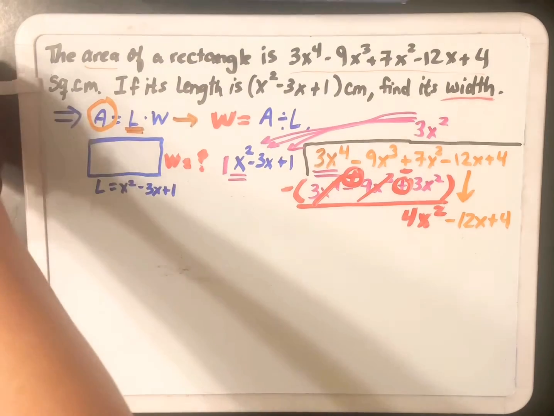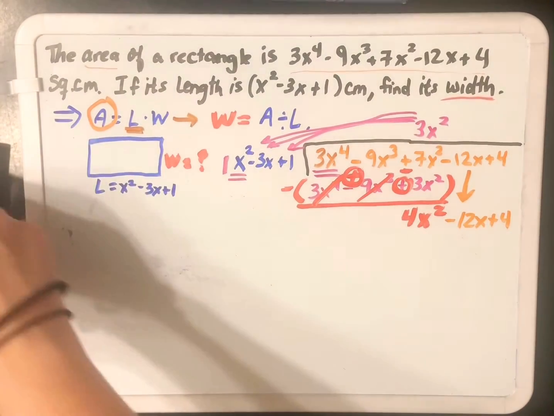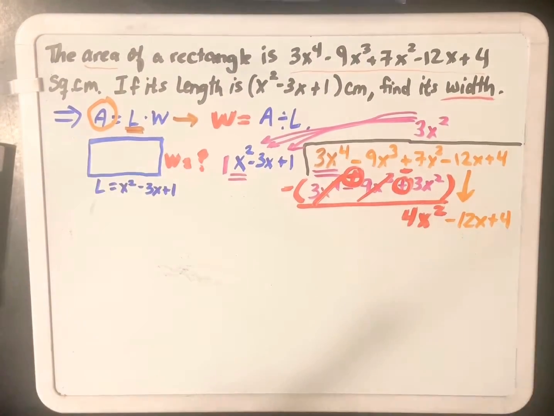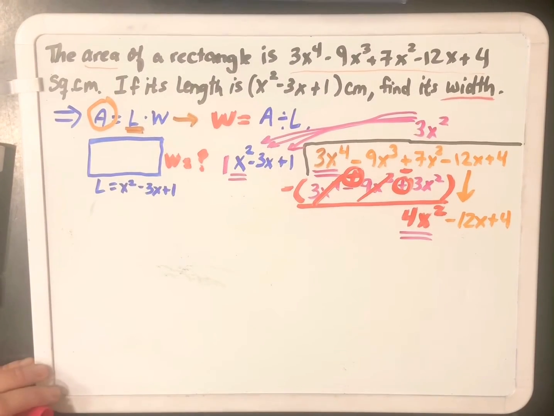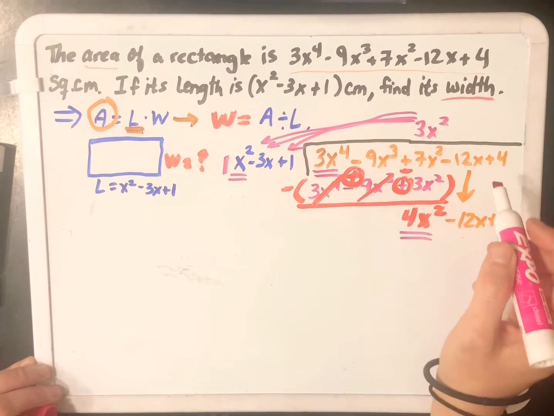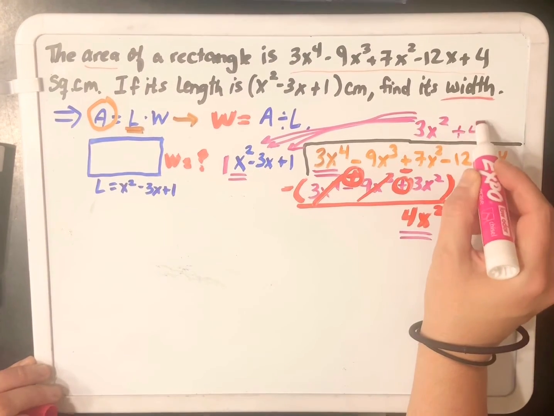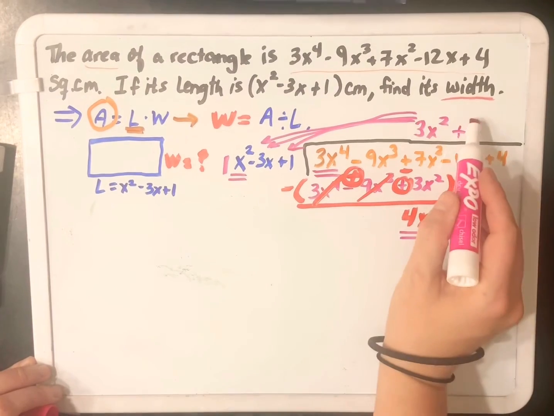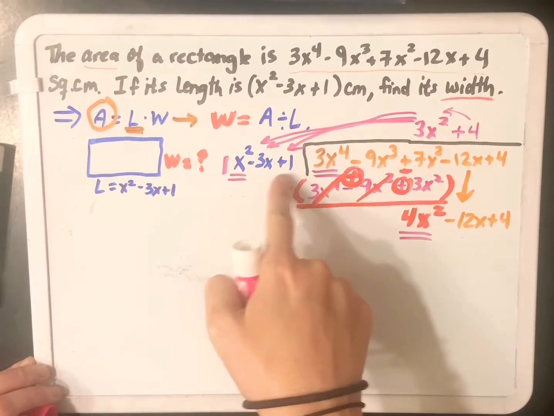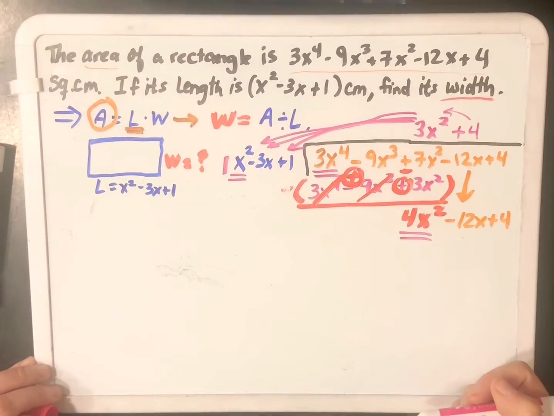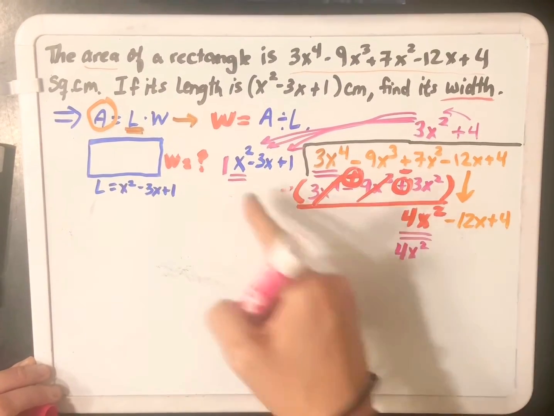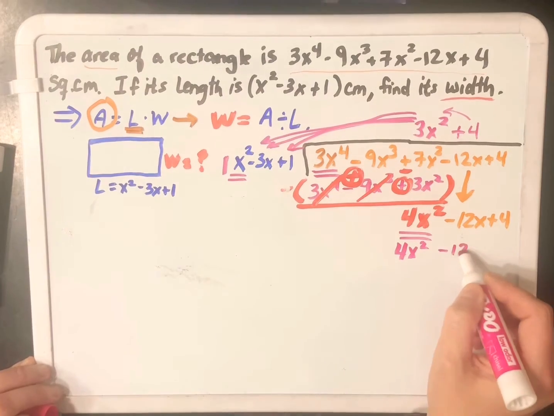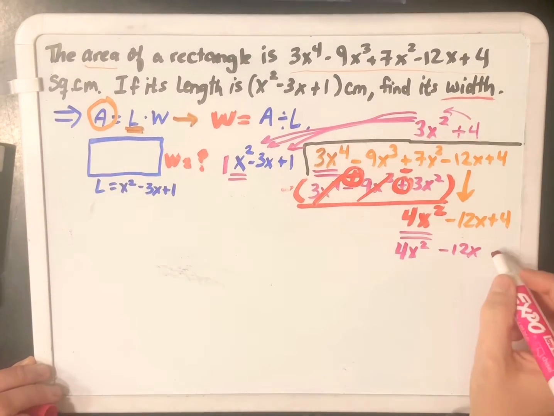Okay, so next up, we repeat the algorithm. So we're going to say our leading term x squared goes into this leading term 4x squared how many times? If you said positive 4, you were correct. So we're going to put a positive 4 here. And then I would repeat the algorithm by multiplying 4 times each of these terms of the polynomial in front. 4 times x squared is 4x squared. 4 times negative 3x is negative 12x. And 4 times 1 is positive 4.